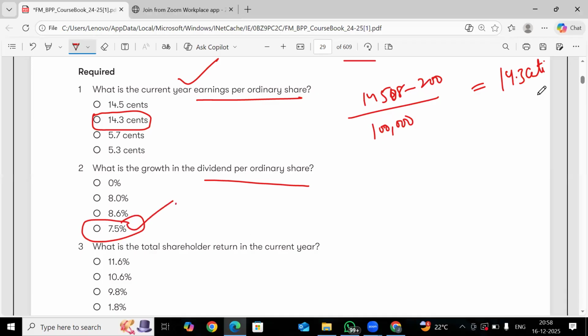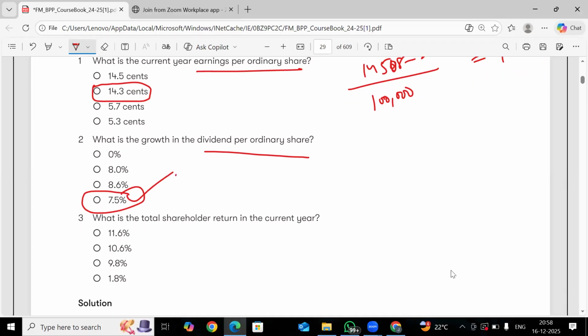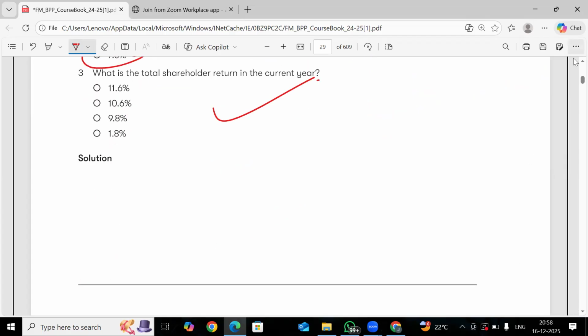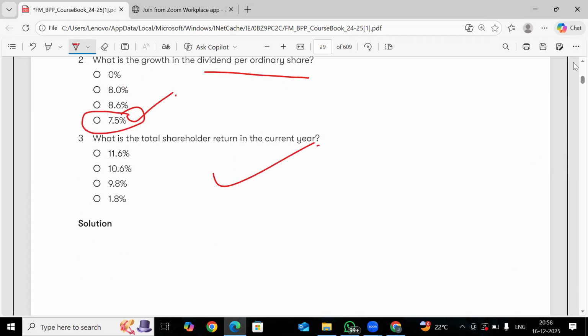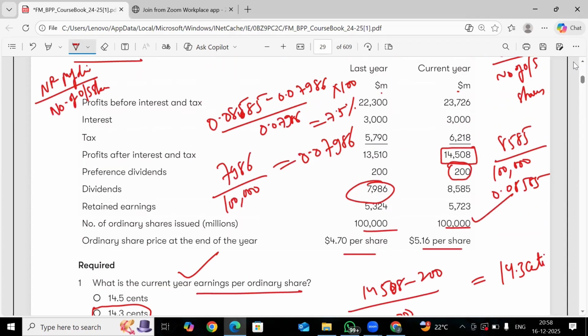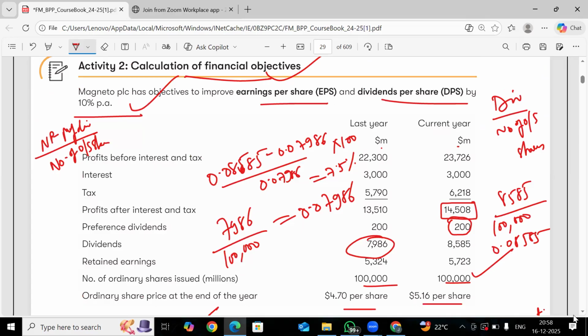7.5 is what we got, and then they're asking total shareholder return. This I won't do. You should be doing. I'm giving you time because I have explained to you how to do total shareholder return. Okay. This is the question in front of you. I want the answer.